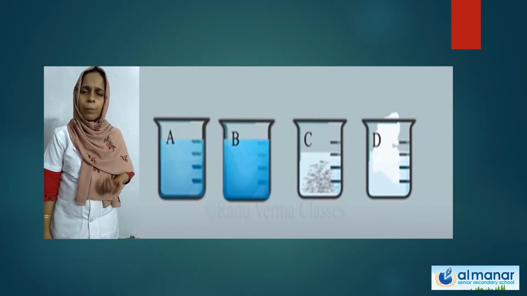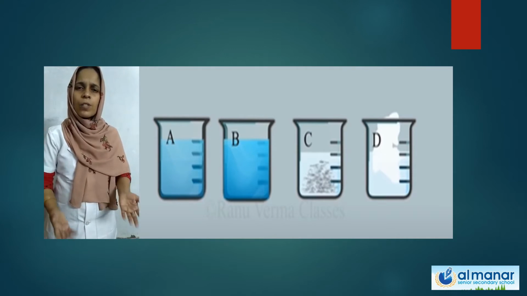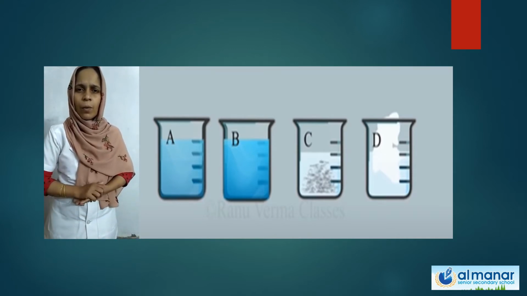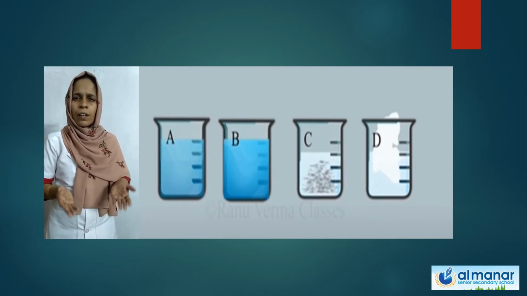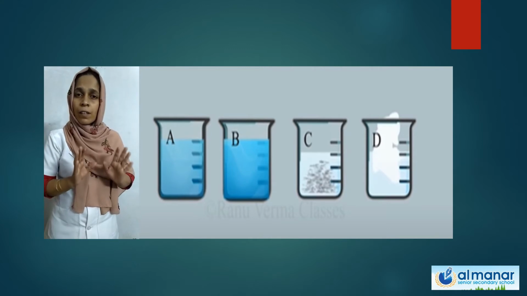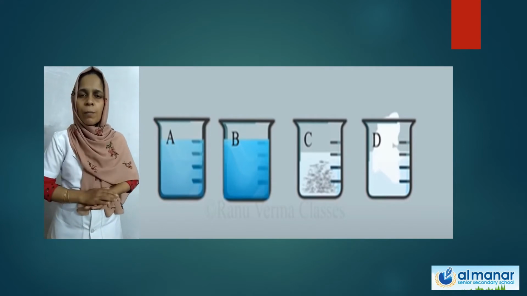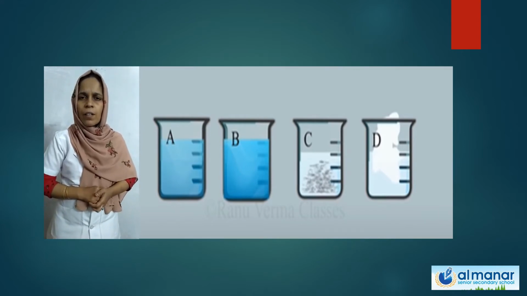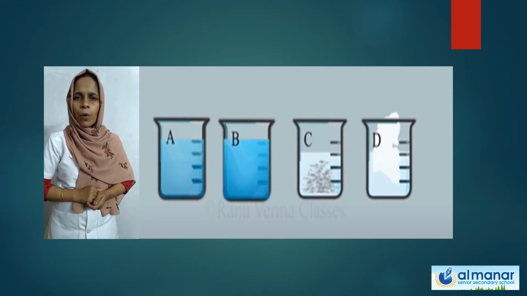Then what about beaker C? In that we added some chalk powder. Now the chalk powder starts settling down. Is it clear, or is it having a uniform composition? No. Its parts are distinct. Its parts, that is the water and the chalk powder, are completely visible to our naked eyes. So we can say it is a heterogeneous mixture because it is not having a uniform composition.